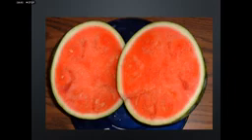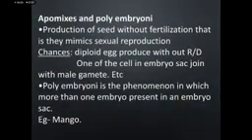This is an example of parthenocarpic watermelon. Here there are seed-like remnants present, but they are not viable. They are aborted seeds. This can be produced by inducing with the application of hormones.